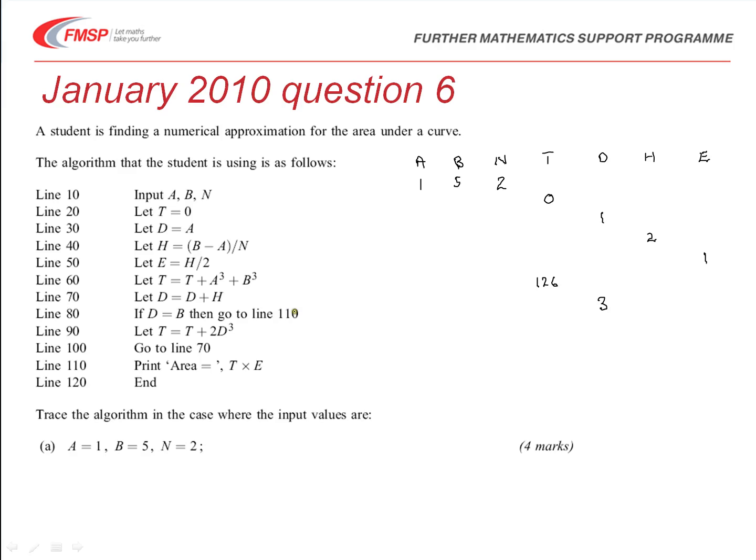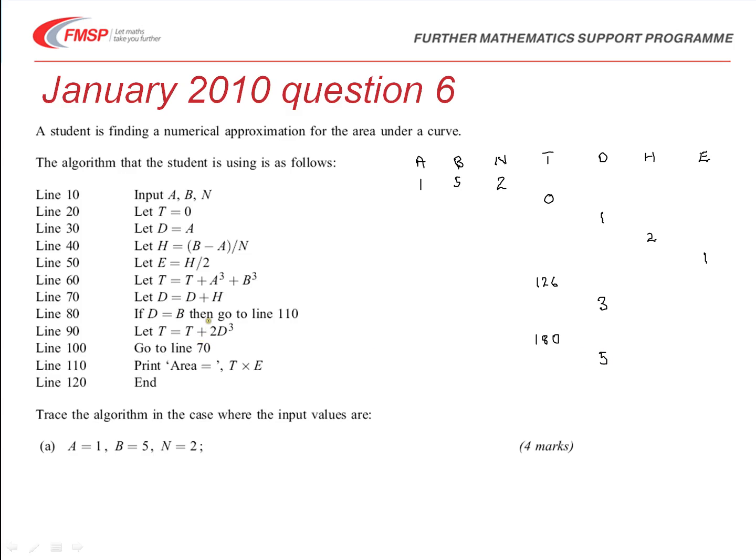D is equal to B is not true, so we ignore that and go on to line 90, where we calculate another value for T, which is T plus twice D cubed. Well, T is 126, so 3 cubed, which is the value of D, is 27, times 2 makes 54, add it on to 126, that makes 180. Now it says go back to line 70, so D will be equal to D plus H. Well, H is 2, so that makes that value 5.